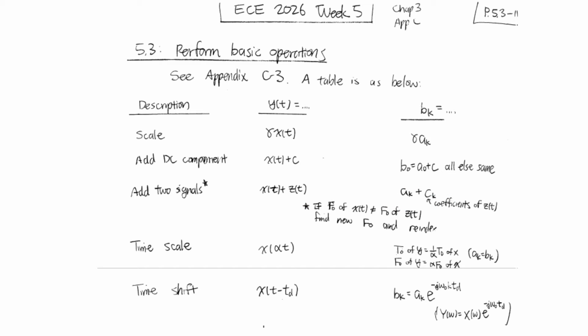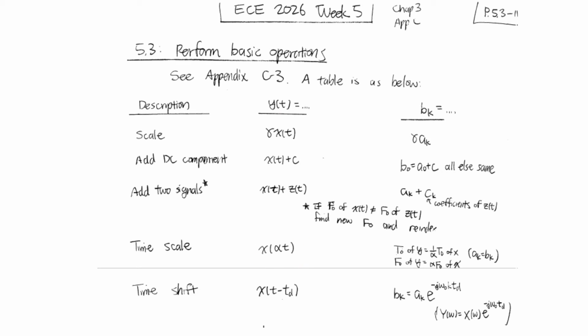However, if they have a different fundamental frequency, then it's going to be a bit trickier, because in that case, you don't even know if there's going to be a common multiple for the signal to be periodic and repetitive. But if it is, you're going to have to find the new f0, and you're going to have to do a re-indexing.